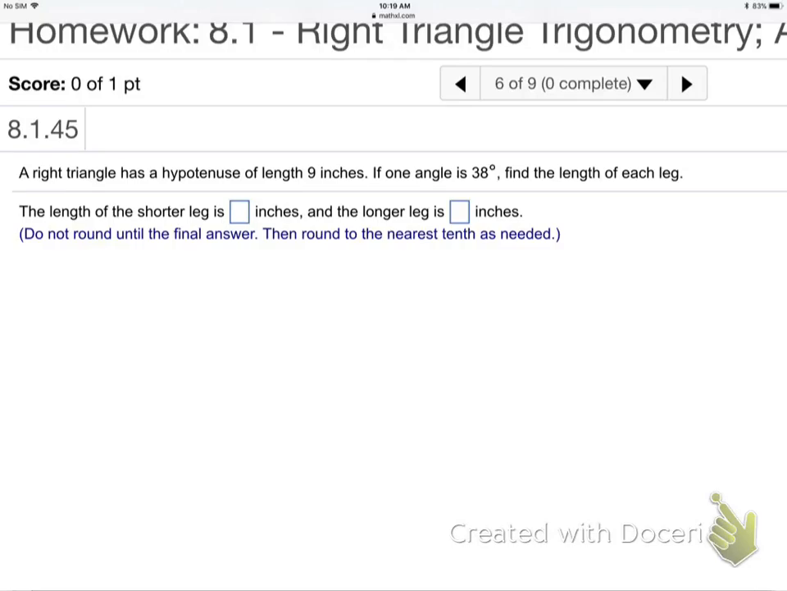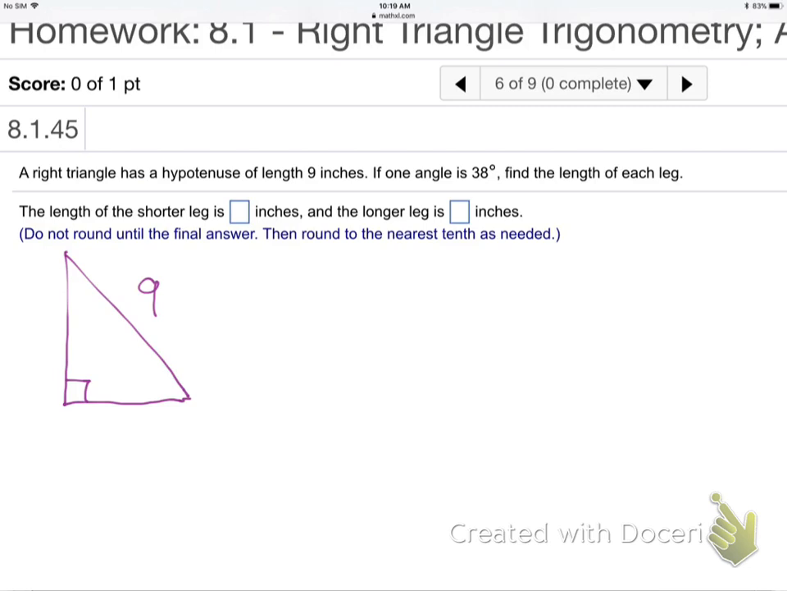All right, so I'd encourage you to draw it. The hypotenuse is 9. Let's put that there. One angle is 38. Find the length of each leg. So think for a second.